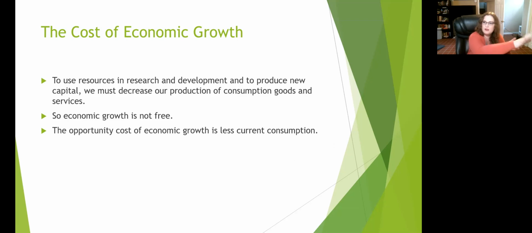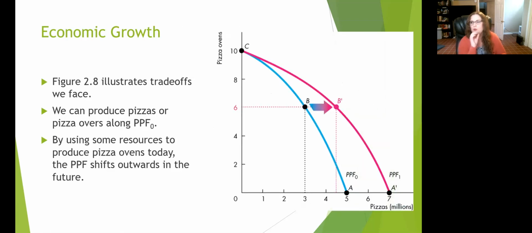So having millions and millions of pizzas later came at the cost of having a little bit fewer pizzas now and trying really hard to develop a better pizza machine. There's a cost to economic growth. So what am I even talking about?